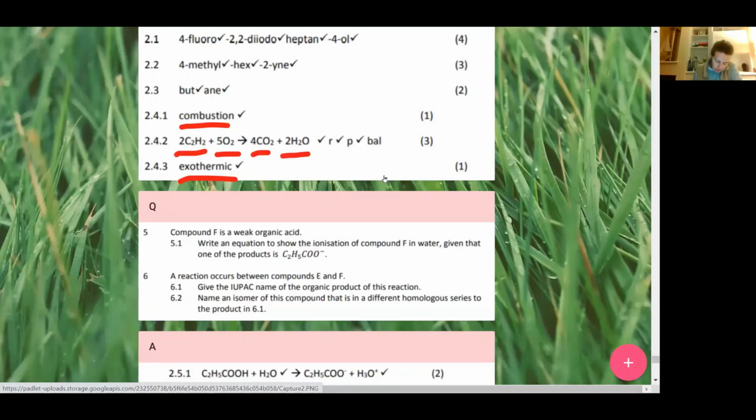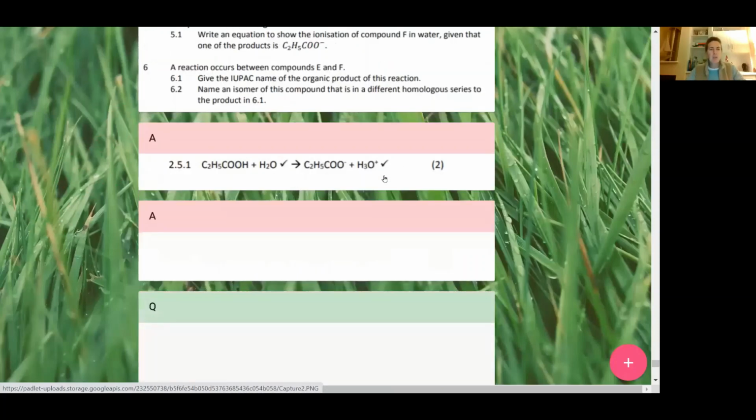You have ethyne and oxygen forming 4 carbon dioxide and 2 water molecules. You can use the fraction method with this, please, as well. And then from there, you can take the fraction away by multiplying with the denominator.